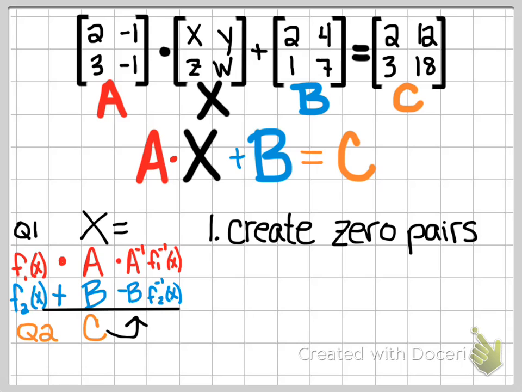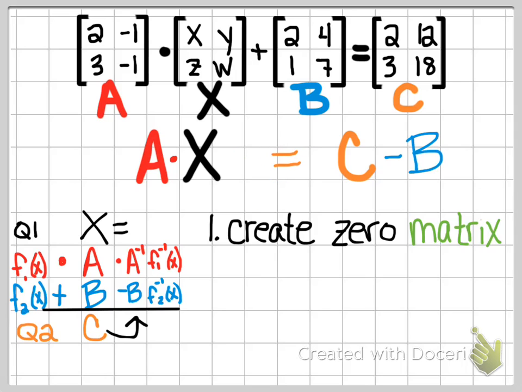Today, we're not finding the zero pairs. We're still going to be taking B away, but what is B? B is a matrix. So we're going to be creating the zero matrix, the 0, which is the do-nothing element, or the additive identity. We're going to use the additive inverse to create the additive identity. And then once that eliminates, I can see that X is becoming almost by itself.